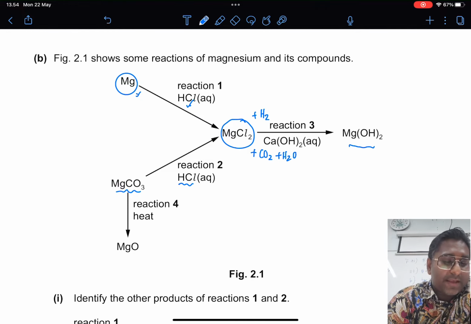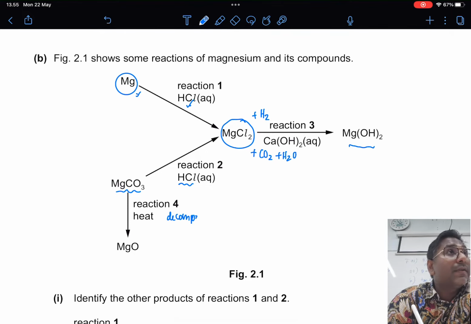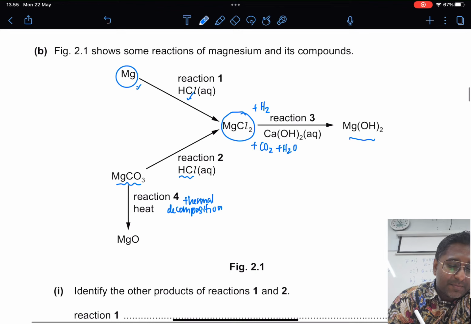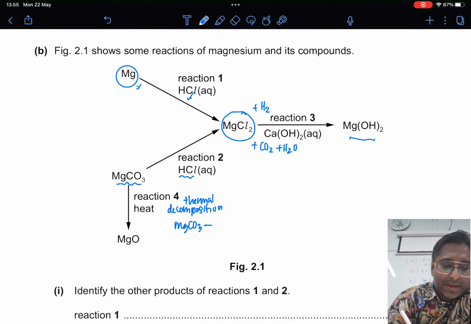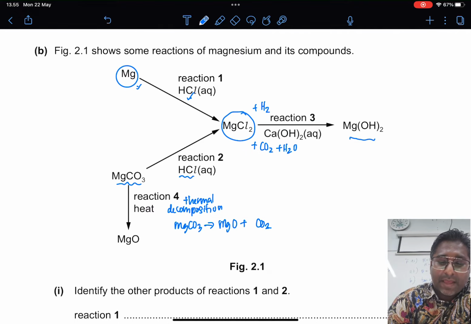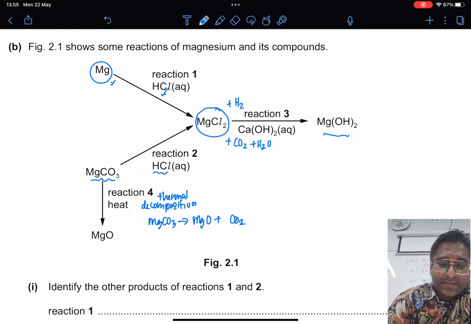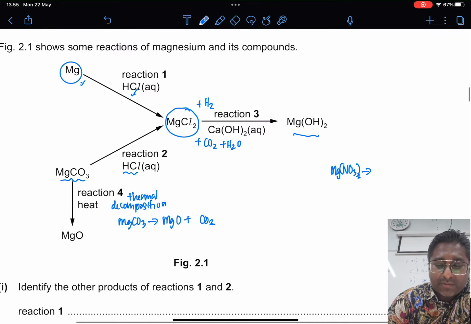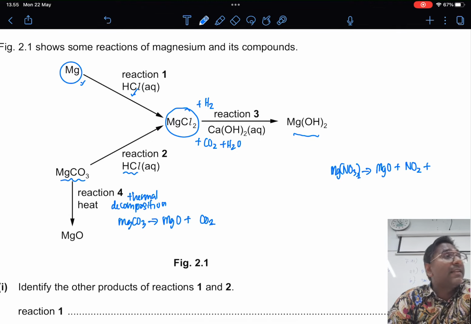Now reaction 4 is heat. So what is this? Magnesium carbonate changed to magnesium oxide. What is that? Just heat it. Just heat, but this reaction is known as thermal decomposition. So what is the thermal decomposition for magnesium carbonate? Magnesium carbonate will decompose to give you magnesium oxide plus carbon dioxide. If you have nitrate, let's say for example magnesium nitrate, and you have thermal decomposition, then you will have magnesium oxide plus nitrogen dioxide, and you will have oxygen gas also.